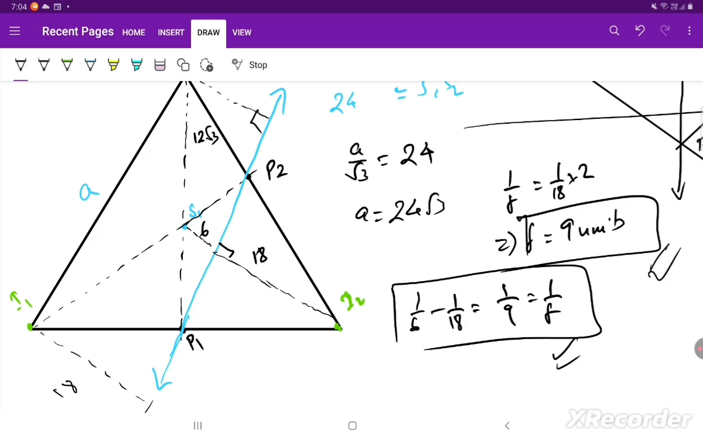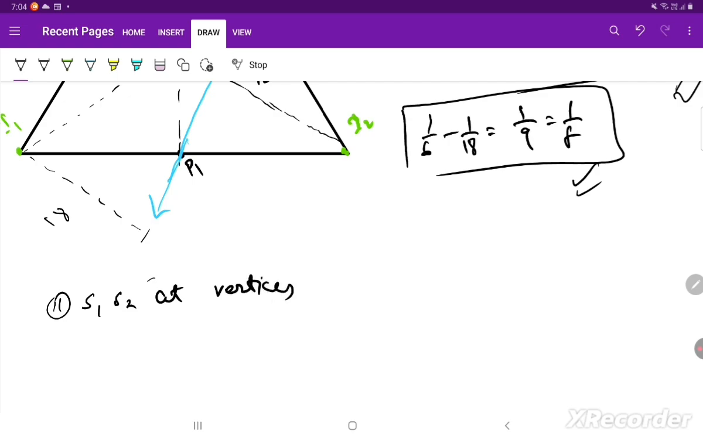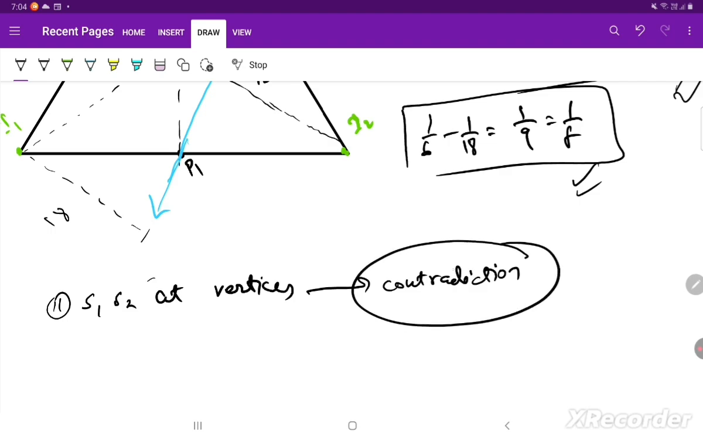You might be wondering why I didn't consider the other case, that S1 and S2 are at vertices. Well, you can take it as an exercise for yourself. In this case, you will end up with a contradiction because the case is too symmetric to be dealt with, and you will eventually end up with a contradiction.